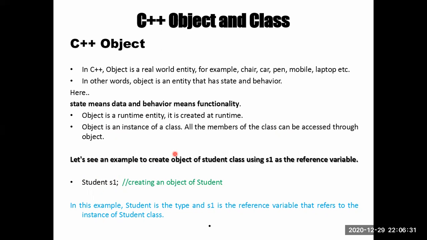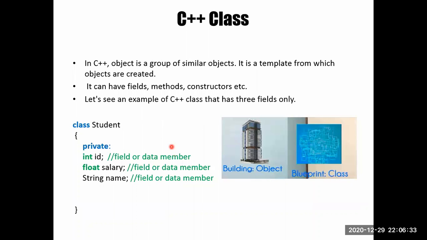So we're going to understand about the class. In C++, a class is a group of similar objects. If you have objects like that, you are going to have similar objects in that particular group, nothing but the class. It is a template from which objects are created. Basically a class is nothing but a blueprint.